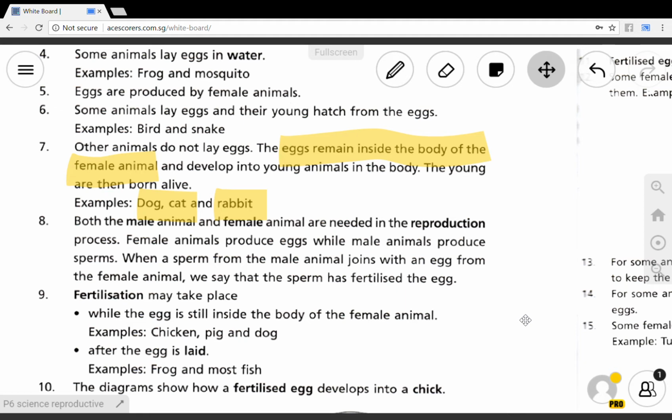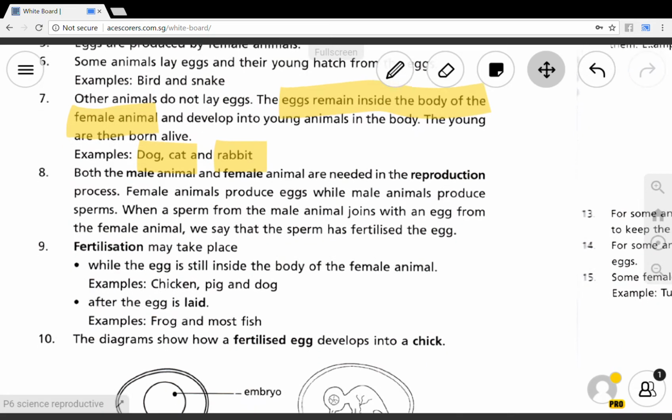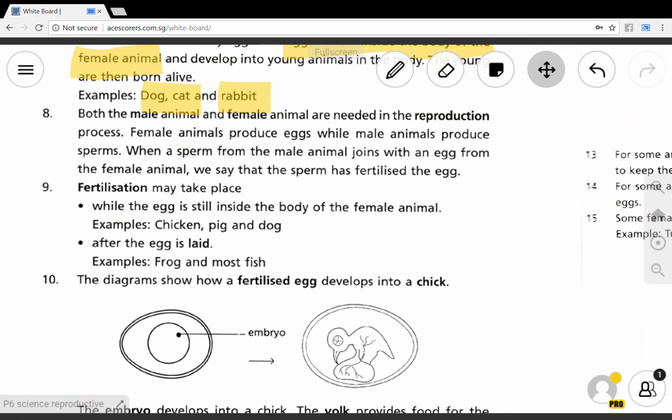Okay, so we continue. So female animals produce eggs, and male animals produce sperms. This is something you need to understand. So when the sperm from the male joins with an egg, we call this fertilization. You can see these keywords. All these are keywords.